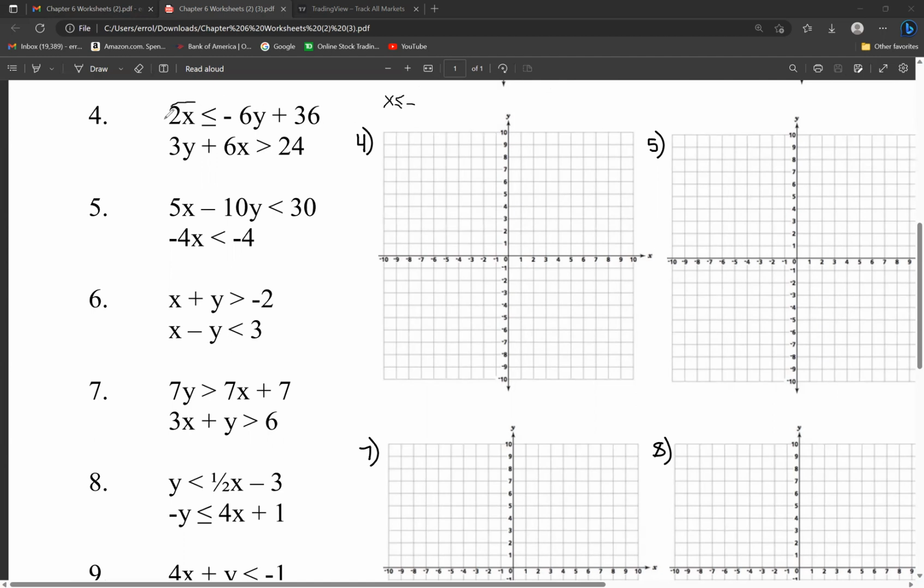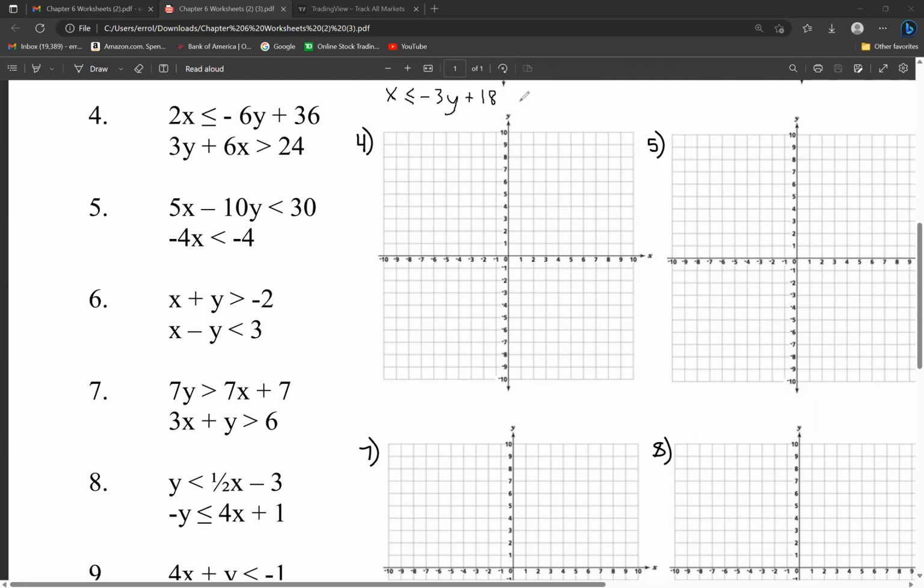We have to take the x to this side and then take the y to this side. Actually, no, you could divide by 2 first. Divide by 2 first. x less than -3y plus what? What's 36 divided by 2? 18. Okay. But it's not in the right form yet. How can we put it in the right form? Solve this for y.